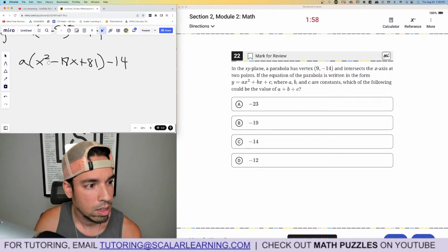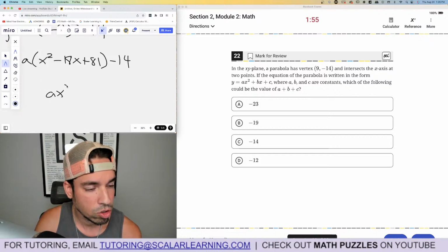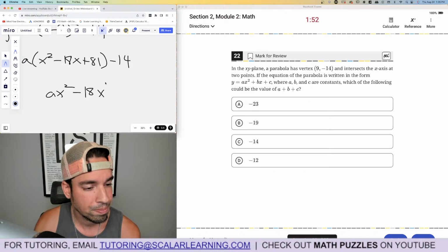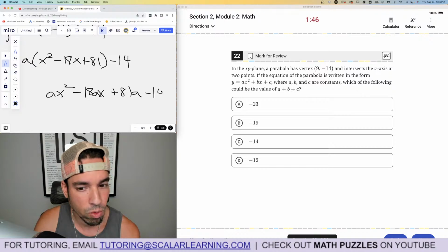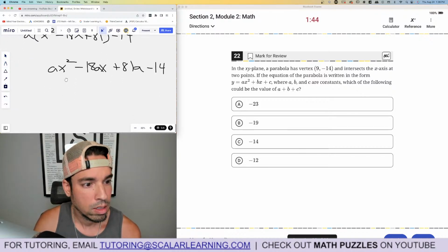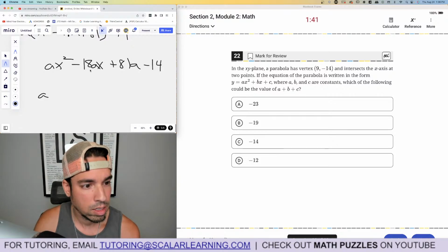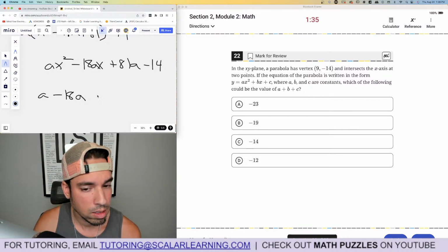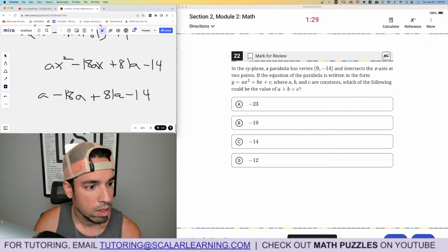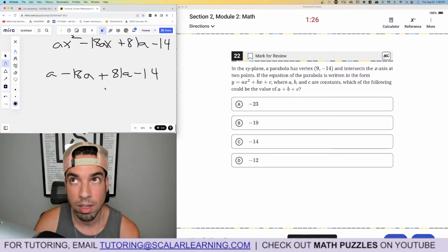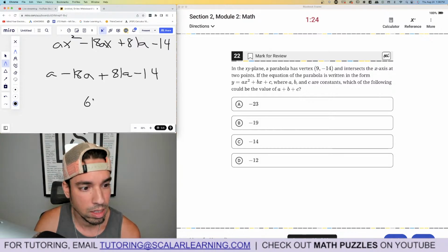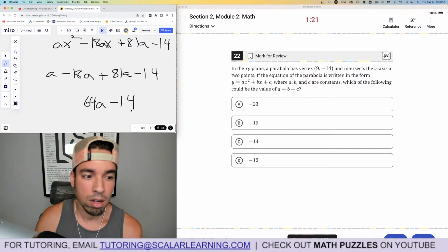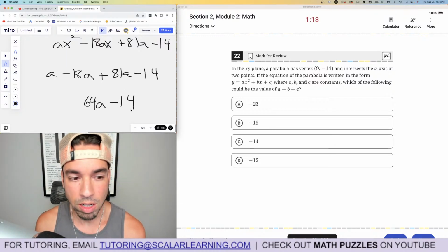Okay. And then we've got ax squared minus 18ax, sorry, plus 81a minus 14. So then a is a, b is negative 18a. And then c is 81a minus 14. Okay. Let's see, negative 17 plus 81 is 64, right? So then we got 64a minus 14. Damn it, I still don't have a value. And I know a is positive.